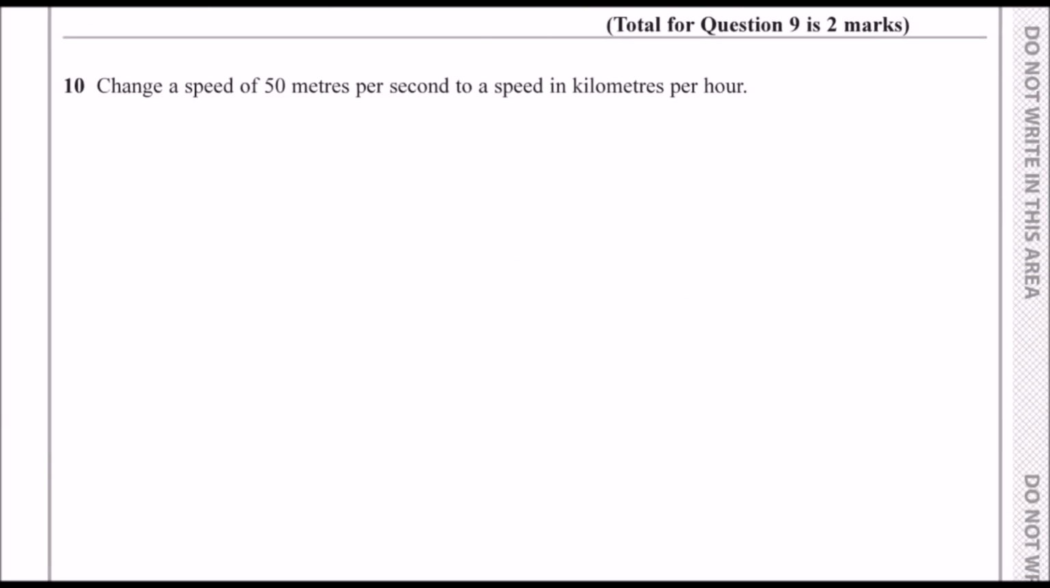Now for 10, it says change a speed of 50 meters per second, as in per 1 second, to speed in kilometers per hour. Okay, so to get these units right, let's just think about it for a second. To go from 50 meters to kilometers, we need to remember that for 1 kilometer, we would have 1,000 meters. So to go backwards, we need to divide by 1,000.